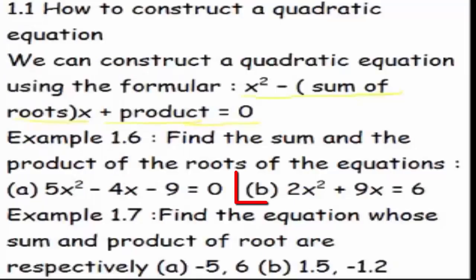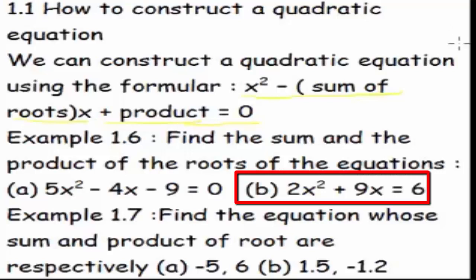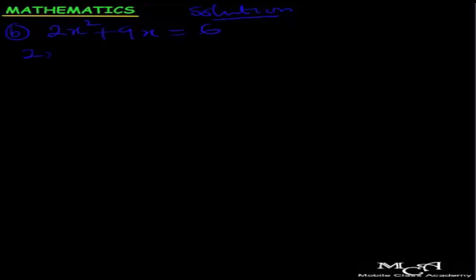Alright, so let us look at the second question. The second question is question B. Solution. You have question B to be 2x squared plus 9x equal to 6. So what I will do here is this equation needs to be rearranged. If I rearrange it, it becomes 2x squared plus 9x minus 6. If you take this here, it becomes negative, equal to 0. So it is properly arranged now.